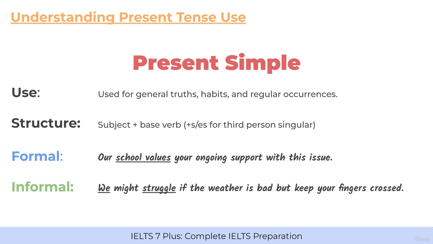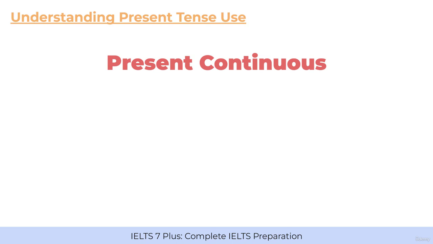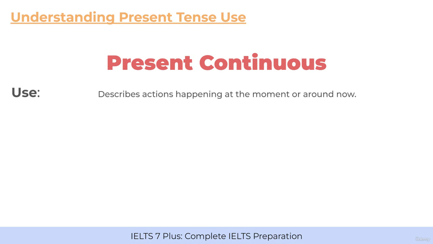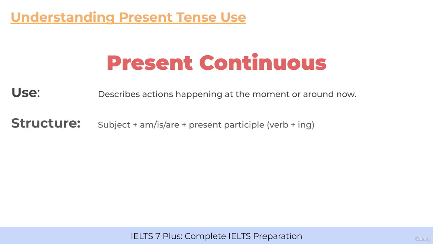Let's move on to our next present tense, which is present continuous, another very commonly used tense. So this describes actions happening right now or very close to the time now. So these actions are ongoing and happening now. The structure is subject plus am, is, are, plus present participle, or just as we call them, verb plus ing.